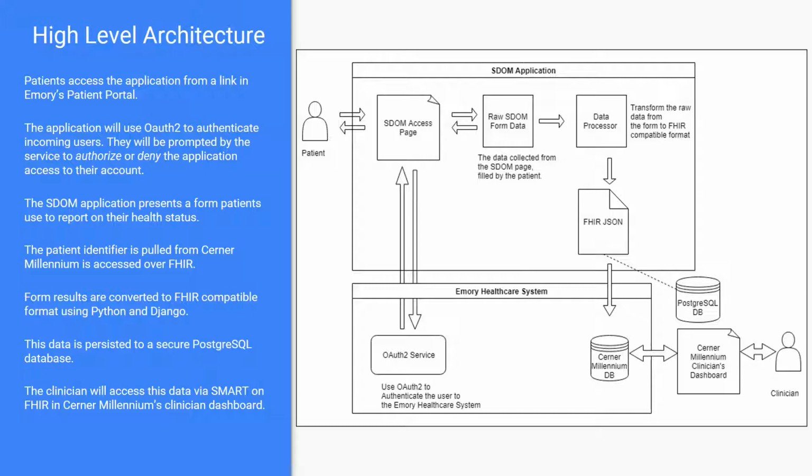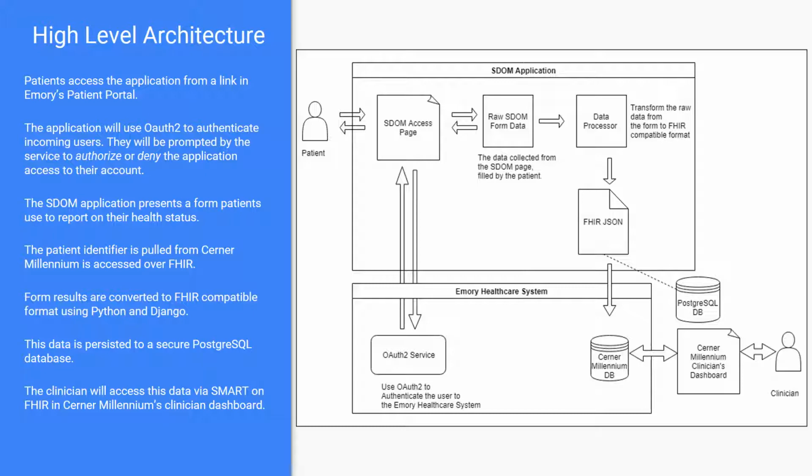The patient accesses the intake form using an email link or by directly going to the site. When the patient tries to access the application, he or she would have to authenticate using OAuth 2 to the Emory Healthcare system. OAuth 2 is a token-based mechanism used for authenticating access to third-party applications and single sign-ons. The patient will then be prompted by the service to authorize or deny access to the application. Once the patient grants access, he or she will be directed to an intake form and fills the relevant data.